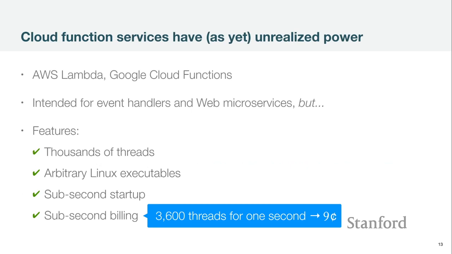So part one is this realization that we had that these cloud function services had an unrealized power. These are services like AWS Lambda or Google Cloud Functions or Azure Functions. They were intended for event handlers and web microservices, asynchronous tasks where there's a million people with cell phones and maybe occasionally one of them will do something, and then when that happens, one of these functions will get fired off and reply.